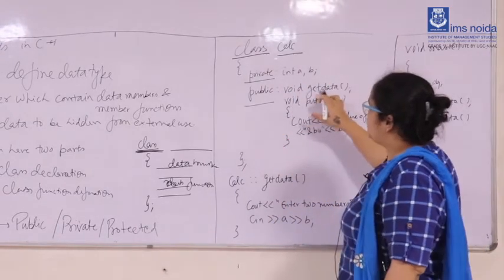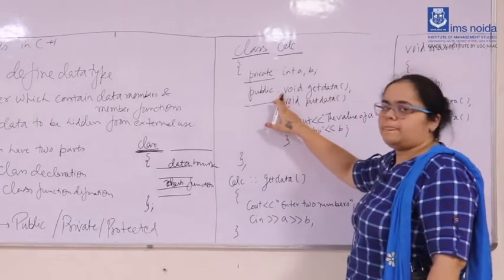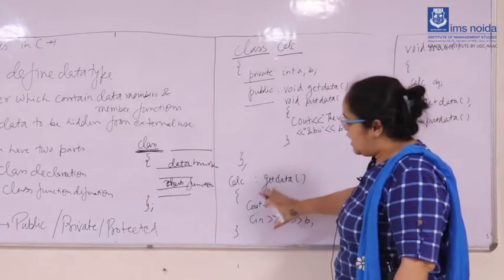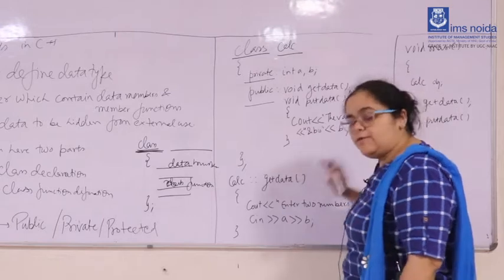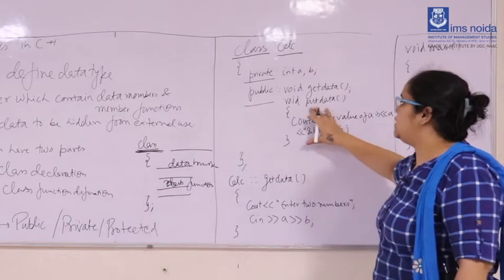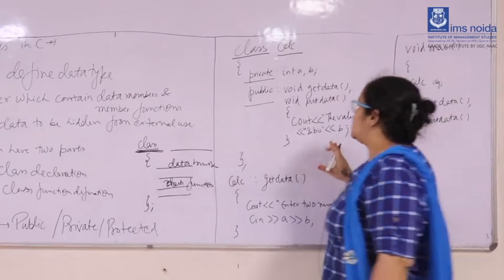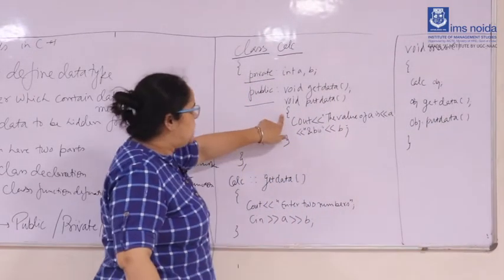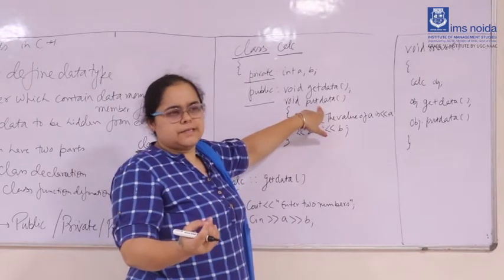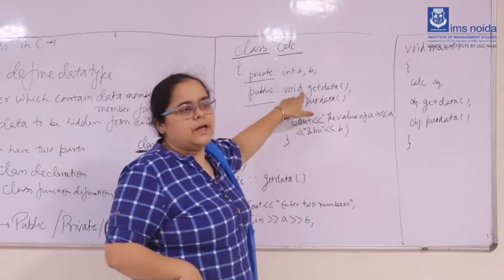So I have two functions, get data and put data. In get data, I didn't define the functionality inside the class, I defined it outside the class. But if you want to get it done inside the class, you can do it. So I made a function with the name put data and defined the functionality inside the class. As you can see, we have a function called put data, which by name means we have to print something. Get data means we have to input something.